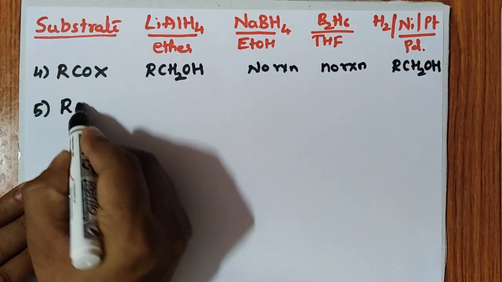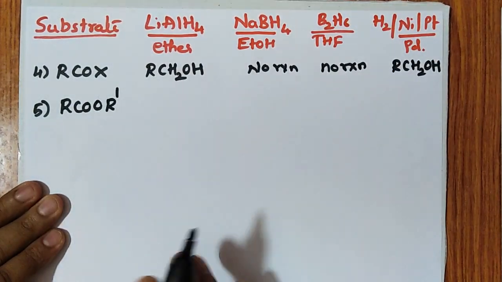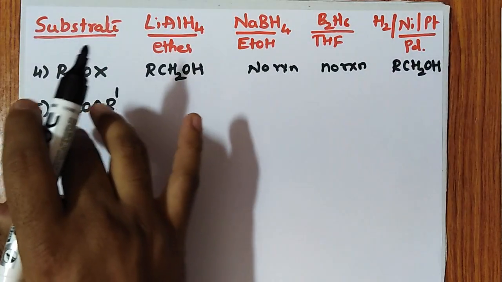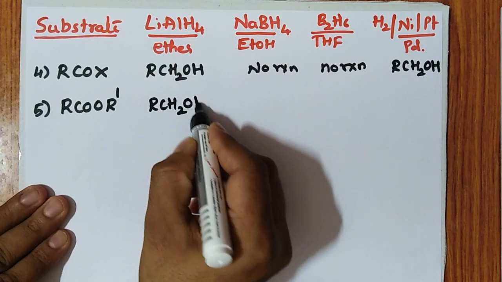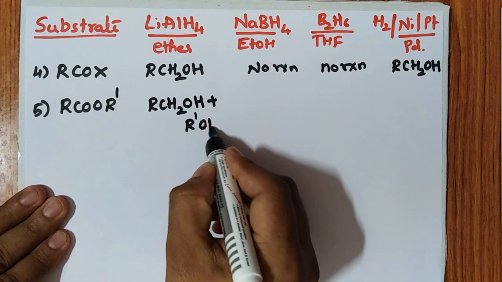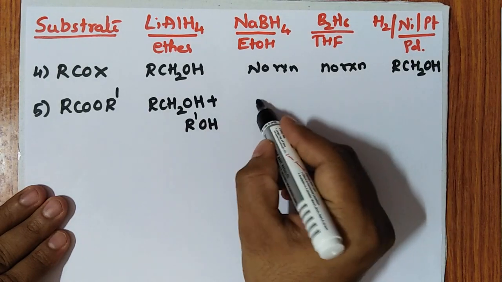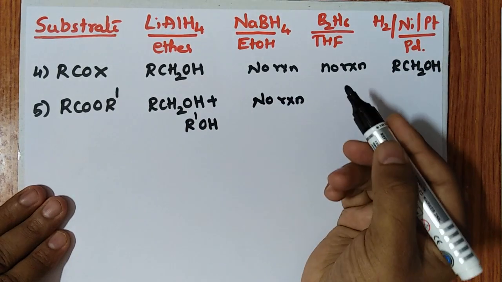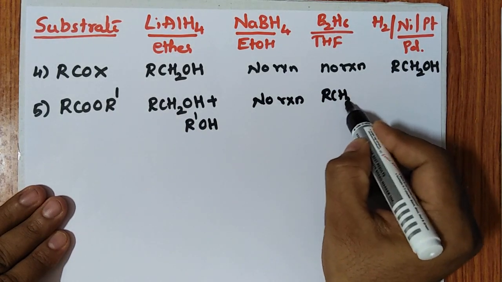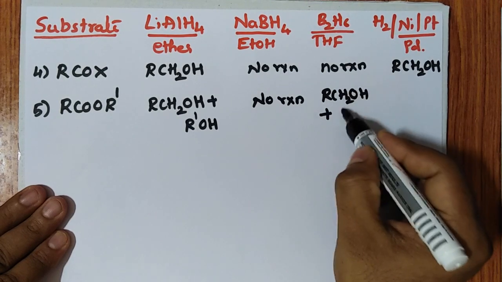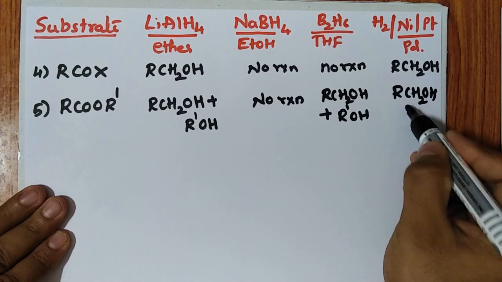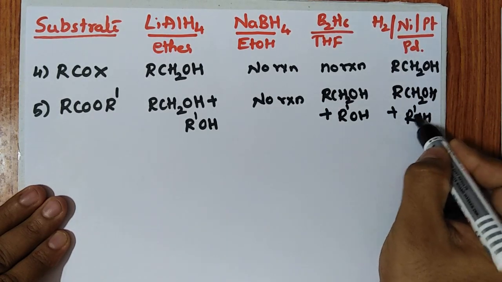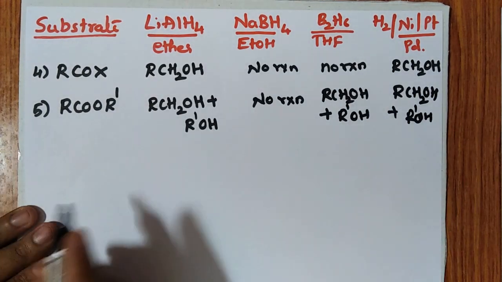In case of the fifth one, remember I will take ester, RCOOR'. When the ester reacts with lithium aluminum hydride, you are going to get, remember, RCH2OH plus R'OH. In this case no reaction. In this case also the same product, RCH2OH plus R'OH. So here also the same product, RCH2OH plus R'OH. So very important with ester.